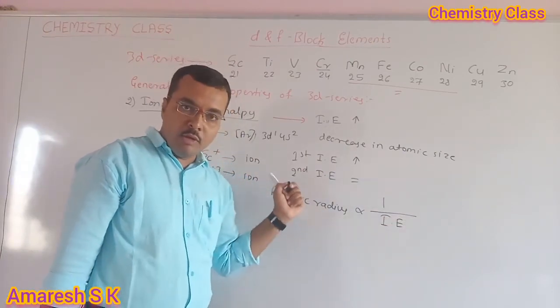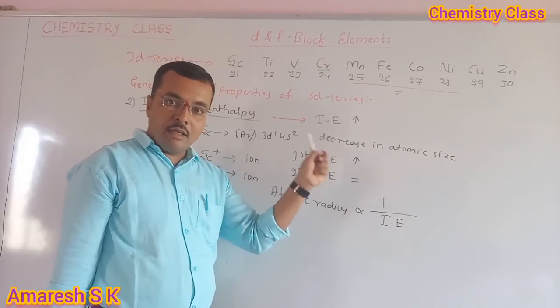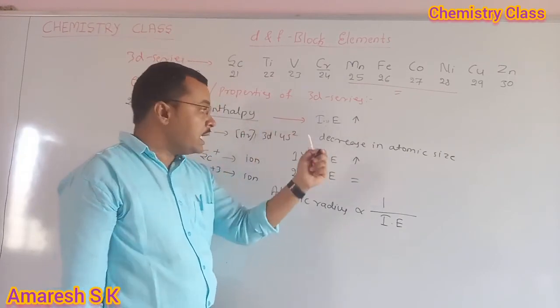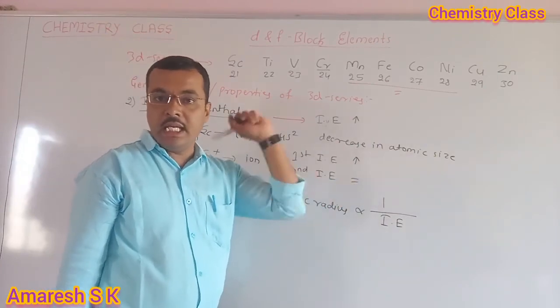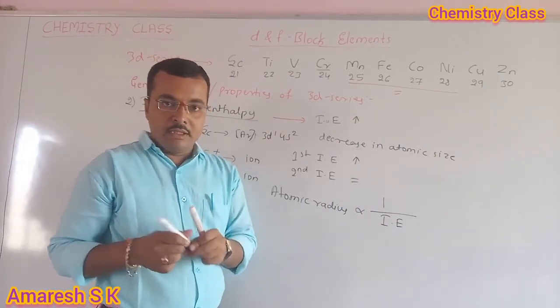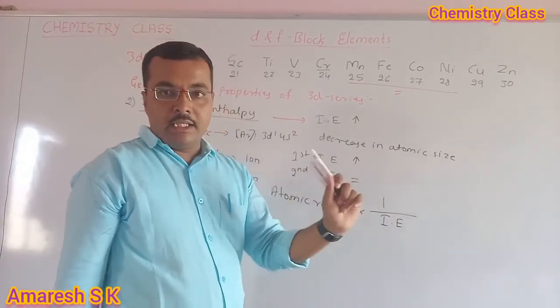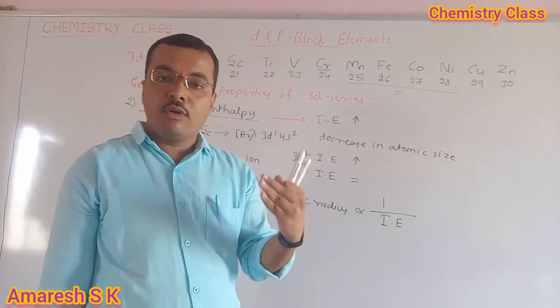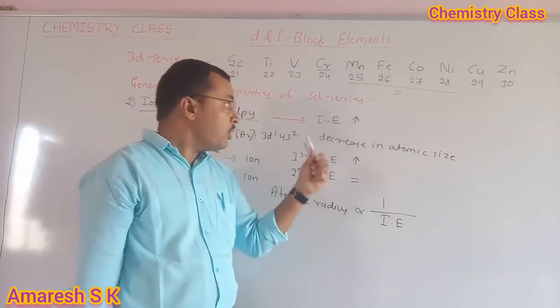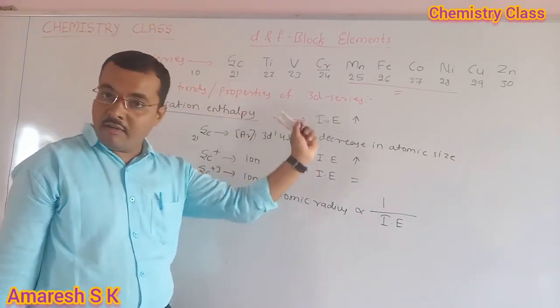By this concept we can understand that there is an increase in the ionization enthalpy as we move from left to the right in the 3D series of elements. This is about the ionization enthalpy. In the next class we are going to discuss some more trends of the 3D series of elements.